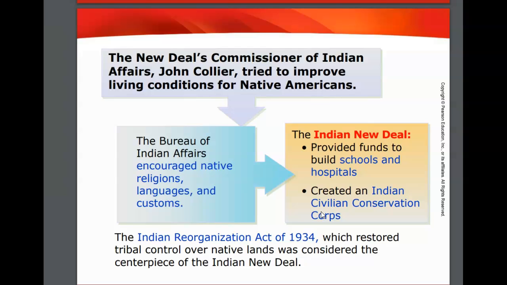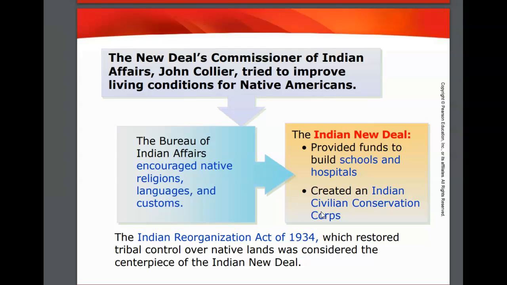It would take a lot of funding, but Collier got funding from New Deal agencies that had been created from all these programs, which included construction of new schools. It included construction of new hospitals, and they were part of the Indian Civilian Conservation Corps. Okay, so that was similar to the Civilian Conservation Corps that was created as part of the New Deal.